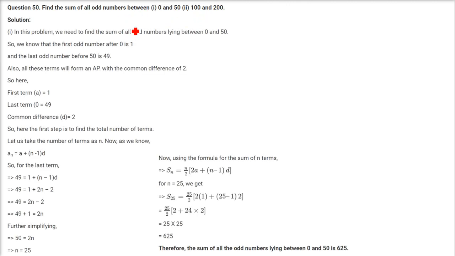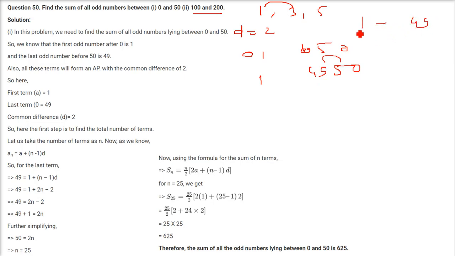Find the sum of all odd numbers between 0 and 50, and between 100 and 200. So the sum of all odd numbers. See, if you have 1, 3, 5, odd numbers differ by 2, so the common difference will always be 2. I'll just do 0 to 50, and I hope you'll be able to do the other one. So from 0 to 50, what is the first odd number here? 1. And what is the last odd number here? 50 itself. No, 50 is even. So 49, just below this. So 1 to 49 is our series. A is 1 and L, the last term, is 49.